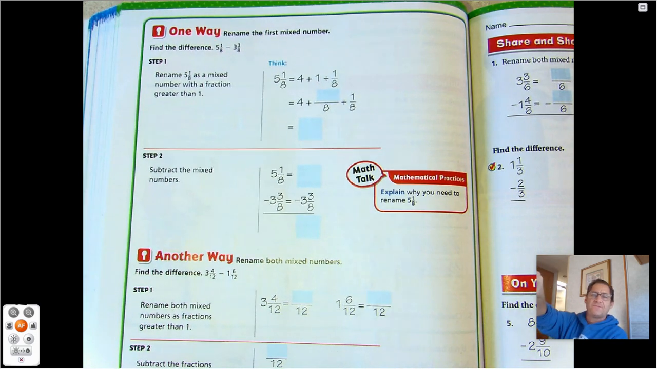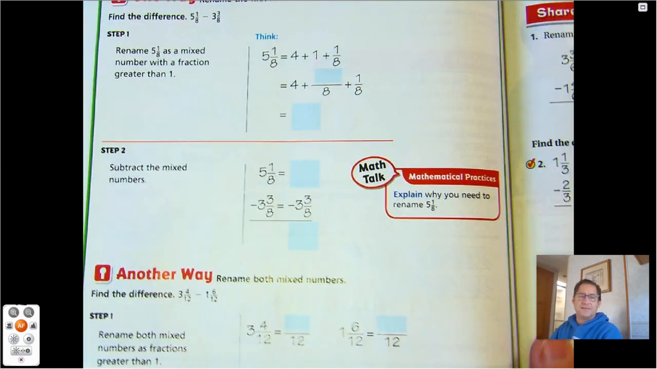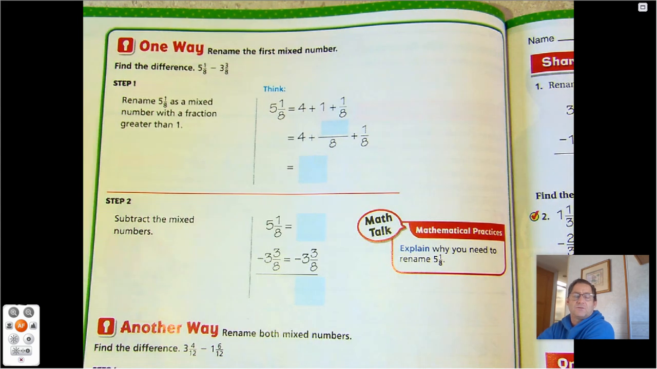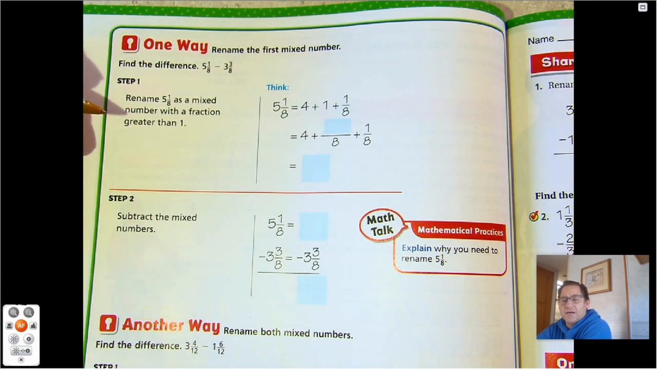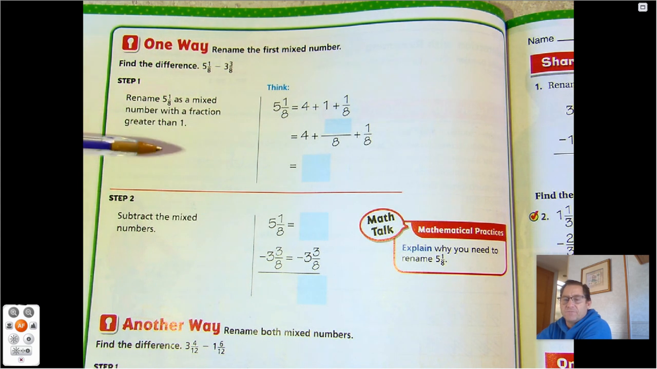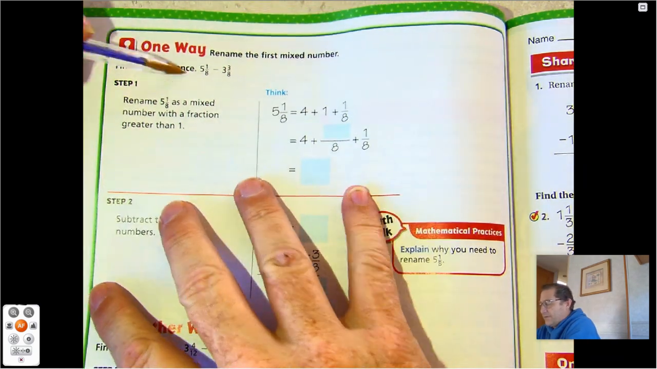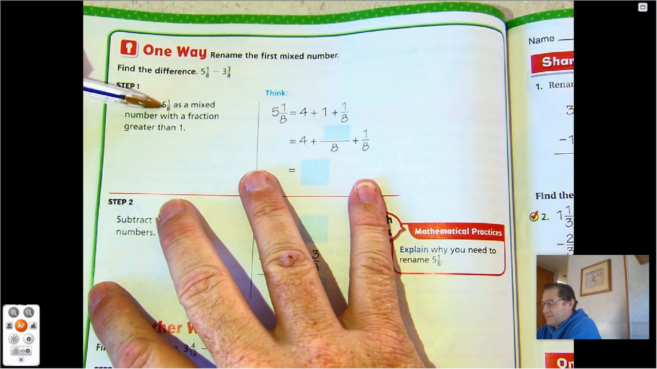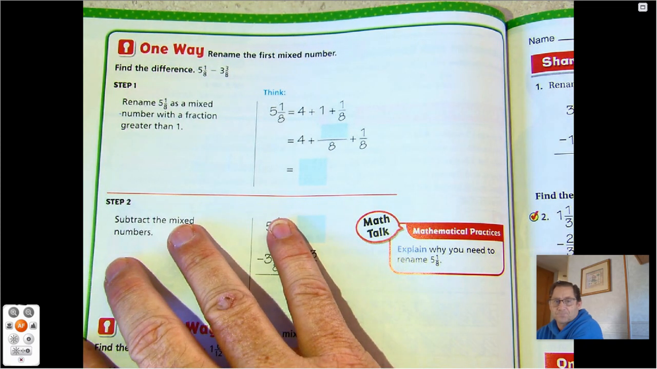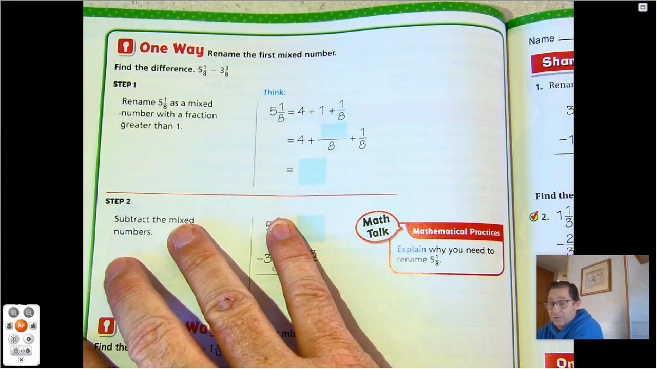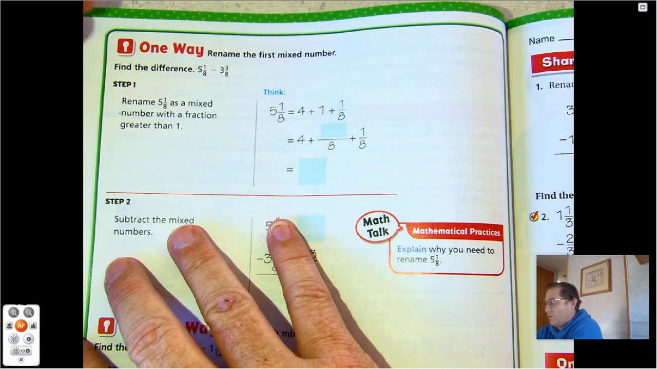All right, rename the first mixed number. So this is another way we can do this. So rather than doing the number line and comparing fraction strips, we could also just rename the first mixed number. So here we're going to rename 5 1/8 as a mixed number with a fraction greater than 1.